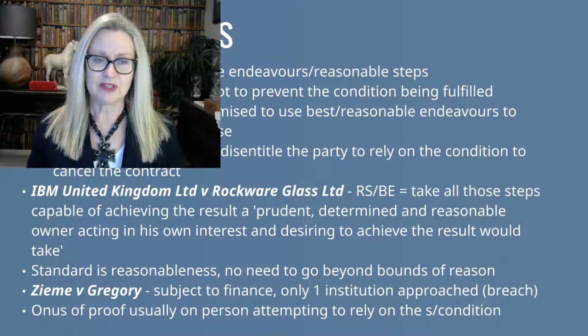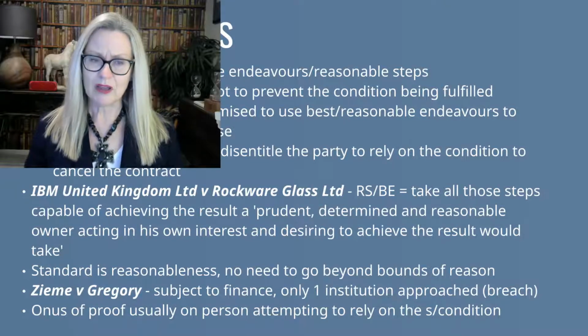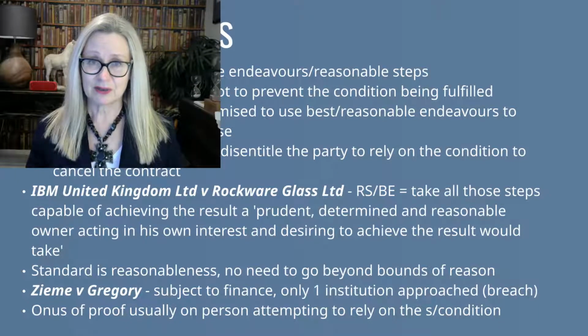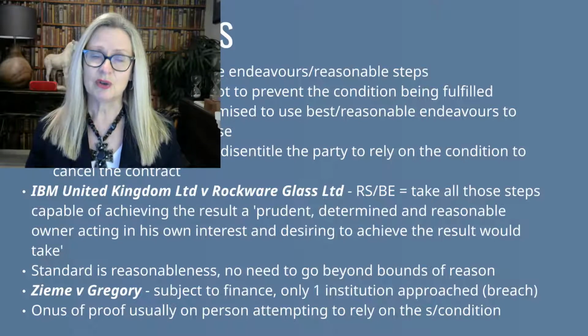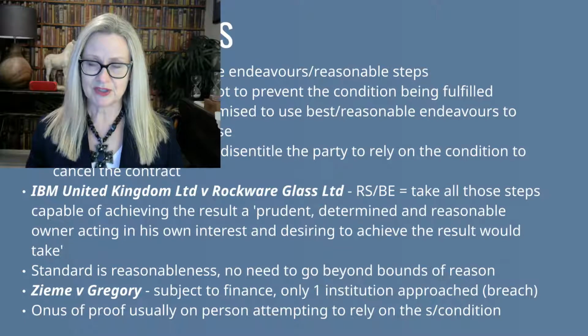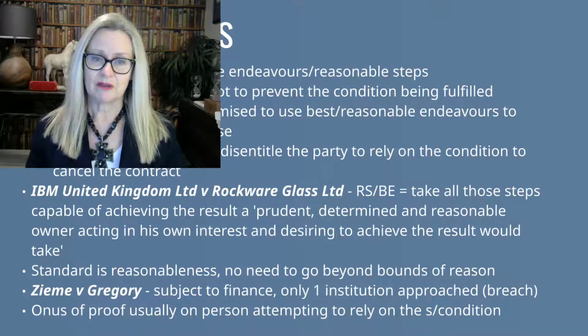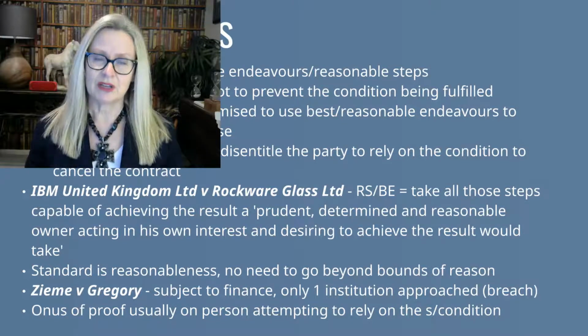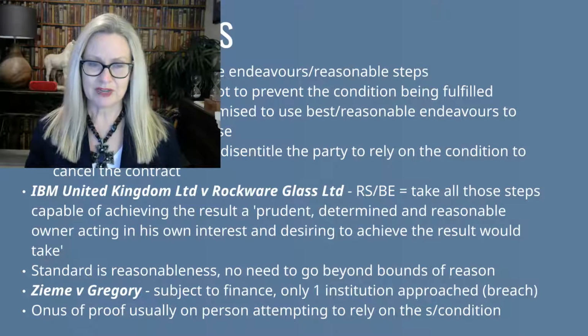So in Zeman v Gregory, where the contract was stated to be subject to finance, they only just applied for finance to one institution. That was not taking reasonable steps to procure finance. In the formulation of subject to finance, rather than being subject to Commonwealth Bank finance, for example, they needed to approach more than one financier. The onus of proof is going to be on the person attempting to rely on the special condition.